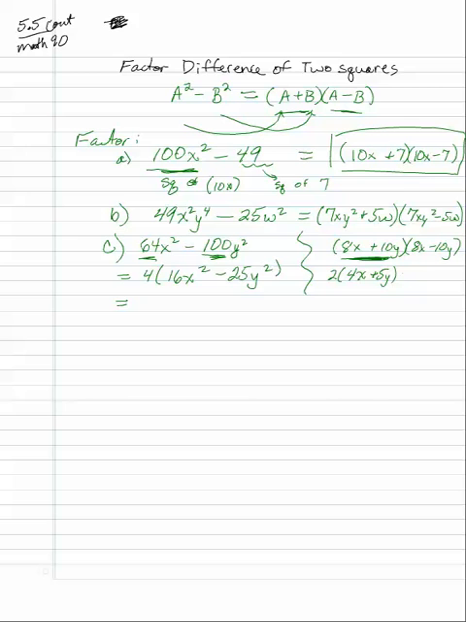And what comes out of this one? 2. So that's 4x minus 5y. And then you bring this 2 out in front. So 2 times 2 out in front is 4. 4x plus 5y, 4x minus 5y. Okay? So it's fine as long as you catch it at some point and your final answer is completely factored.